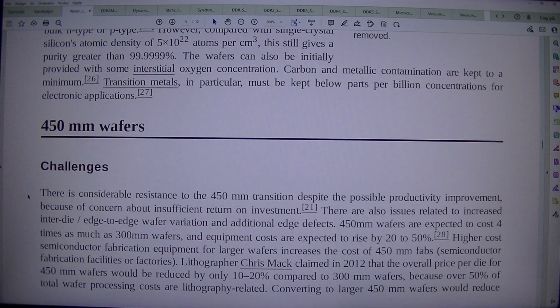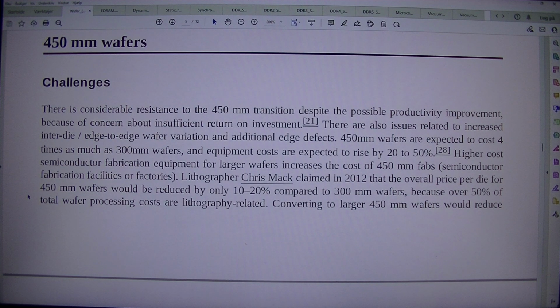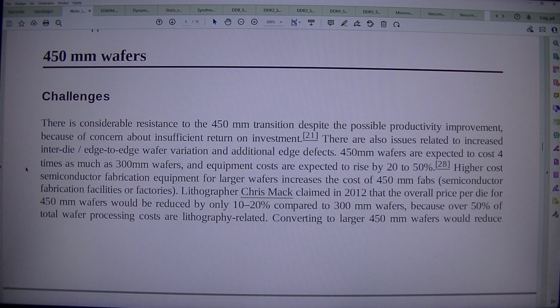450 mm wafers. Challenges. There is considerable resistance to the 450 mm transition despite the possible productivity improvement because of concern about insufficient return on investment. There are also issues related to increased within-die and edge-to-edge wafer variation and additional edge defects. 450 mm wafers are expected to cost 4 times as much as 300 mm wafers, and equipment costs are expected to rise by 20 to 50%.